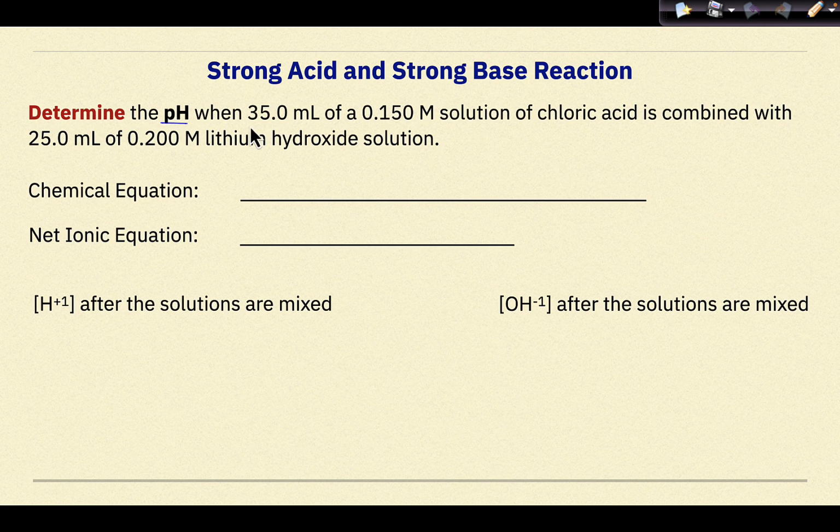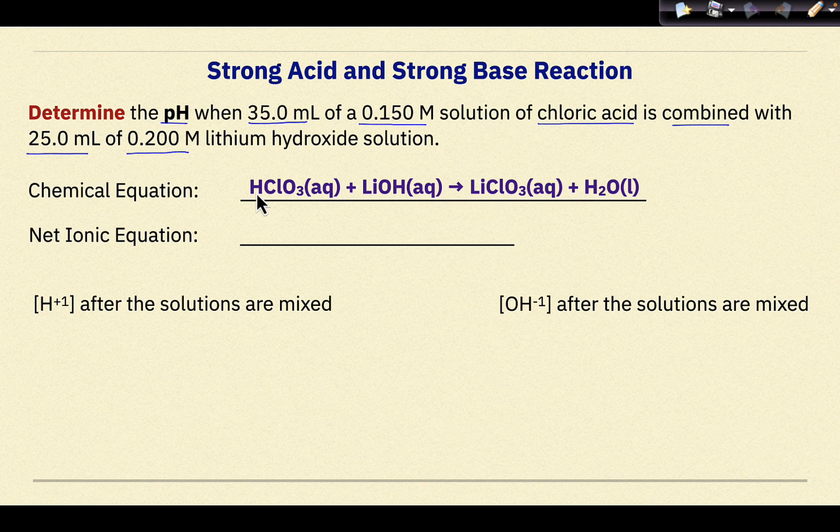Determine the pH when 35.0 milliliters of a 0.150 molar solution of chloric acid is combined with 25.0 milliliters of 0.200 molar lithium hydroxide. The chemical equation for this reaction is HClO3 plus LiOH yields LiClO3 and H2O.